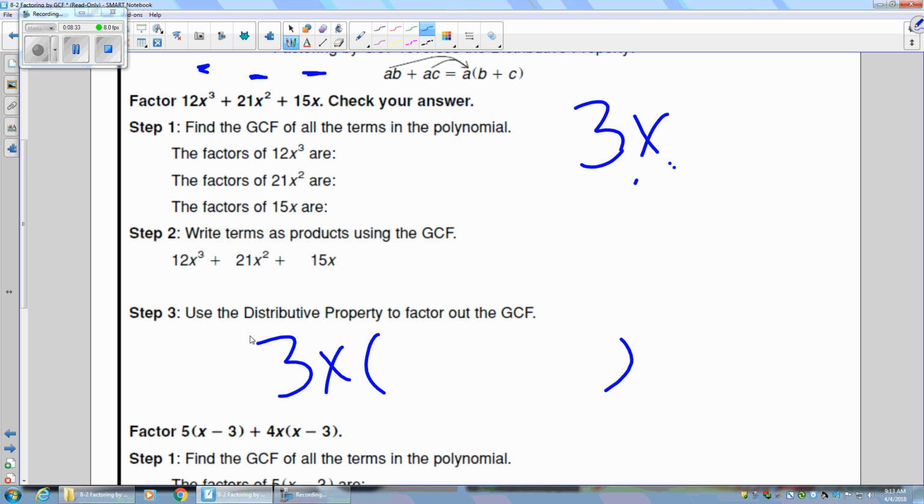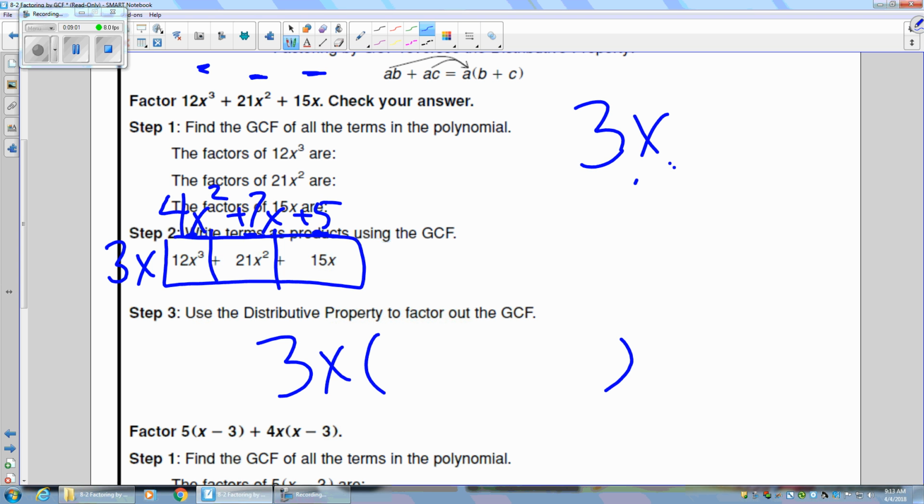So now when I do my box method, and I have my 3x out here, all I need to do now is figure out what would go on top. So what's going to go on top in order to make 12? 4. And how many more x's do I need? 2. And then what's going to go on top to make 21? Obviously a 7. And how many more x's? 1 more. And what's going to go on top to make 15? Obviously a 5. And do I need any more x's? Nope, I'm all done. So that's my answer. 4x squared plus 7x plus 5.